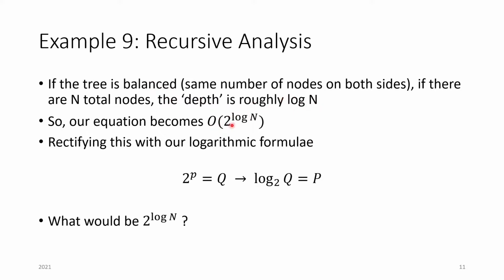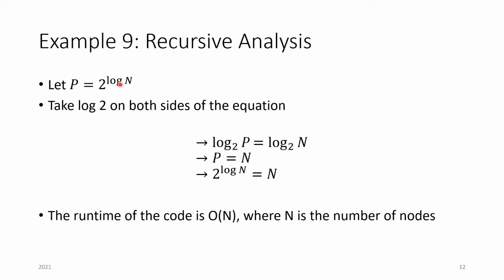So we got order 2 to the log of n, and then we need to figure out how to resolve 2 to the power log of n here. This is our logarithmic formula, and we just do some substitutions accordingly, and we see that basically we end up getting p is equal to n, and the entire runtime here is just going to be O of n.